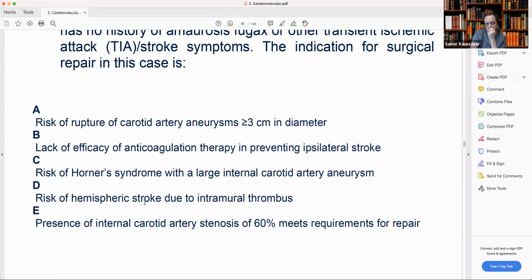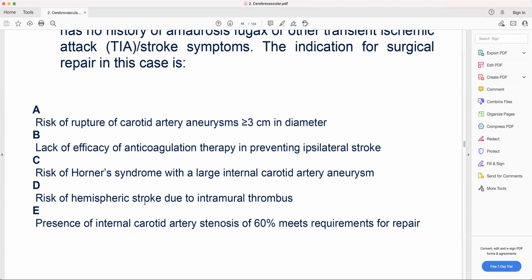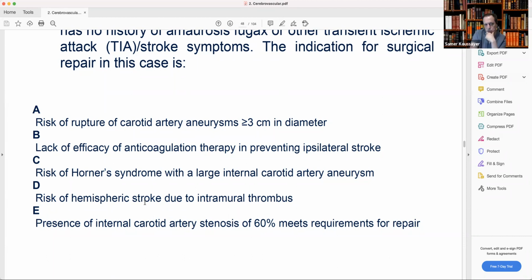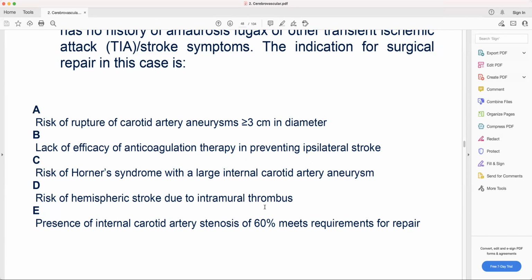So this is our indication for surgery, because the risk of hemispheric stroke is high due to intramural thrombus or because of the size of the aneurysm. But the reason why we do it is only to prevent stroke, not because of the rupture, not because of the Horner syndrome, not because it's not going to work, but we know that patients with aneurysm have a high risk of stroke.